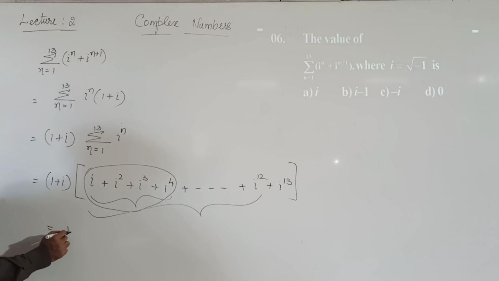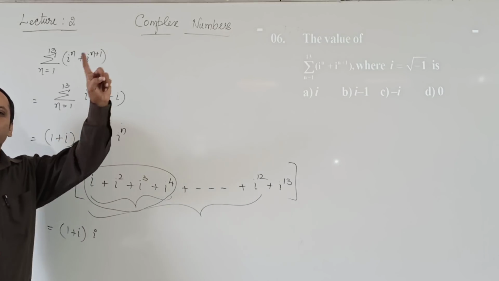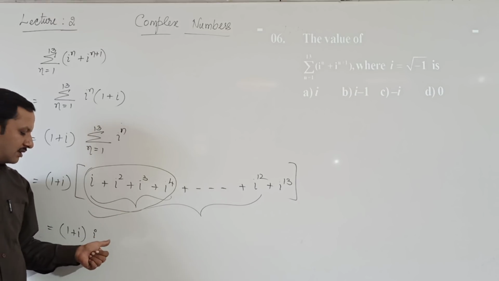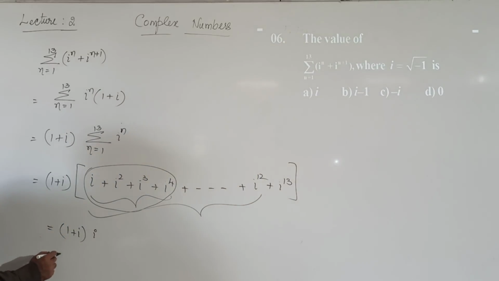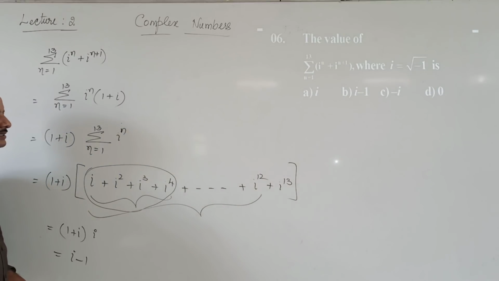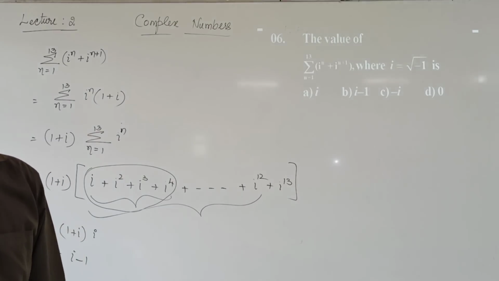So you have 1 plus i into i power 13. i power 13 can be written as i power 12 into i. i power 12 is 1 because you know i power 4n is equal to 1. i power 4 is 1, i power 4 whole cube, that's equal to 1. So i power 12 is 1, and i remains. Now multiply this, i into 1 is i, times 1 plus i gives i plus i square, and i square is nothing but minus 1. So you get minus 1 plus i, in other words, i minus 1. That is the answer, i minus 1. Second option, i minus 1. Okay, let us go to the next question.